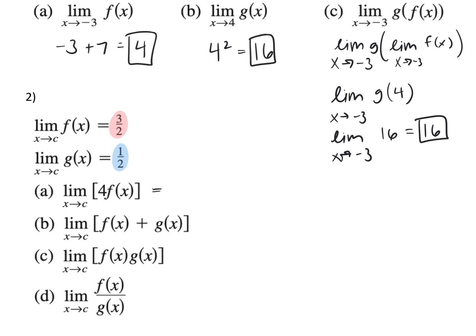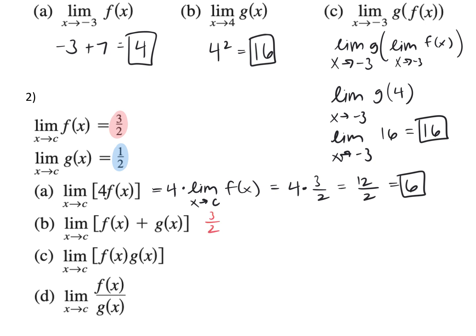Okay, so this 4, we could rewrite this, since it's a scalar multiplication, as 4 times the limit as x approaches c of f of x, which is actually just 4 times 3/2, right? Which is 12 over 2, which is 6. Okay, letter B. I'm taking the limit of both things and I'm adding them together. So I've got the limit as x approaches c of f of x is 3/2, and I'm adding 1/2, and it's nice because they've got the same denominator. So I've got 4/2 or 2 for your answer.